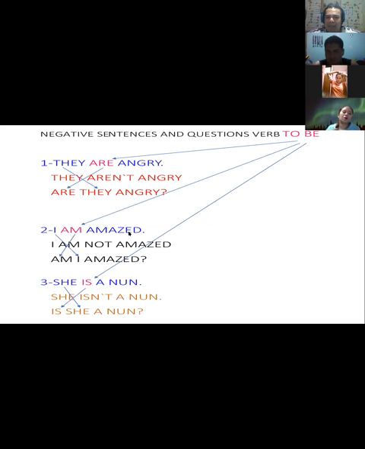I am amazed. I am not amazed. The question. Primero se pone el verbo to be y después se pone el sujeto. Am I amazed? Okay, let's continue. She is a nun. She isn't a nun. One more time. We cross, okay, the verb and the subject. Is she a nun? Very easy, very simple. Questions? No questions? No question. Perfect.